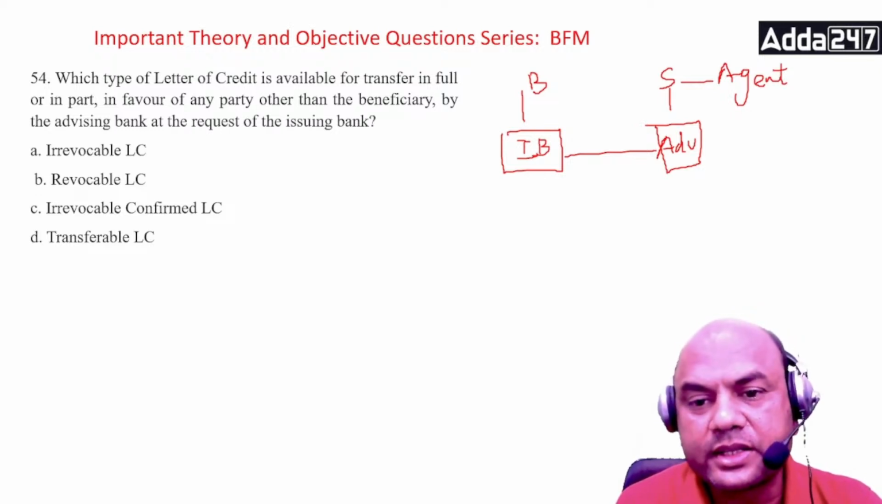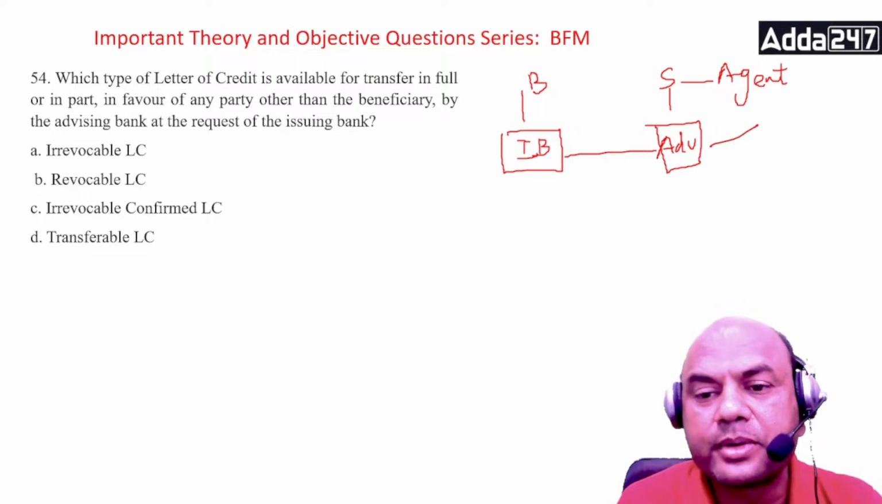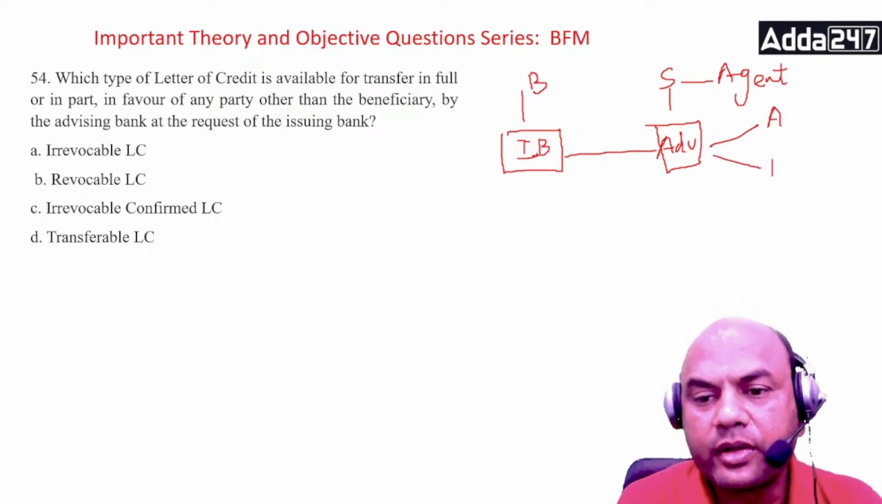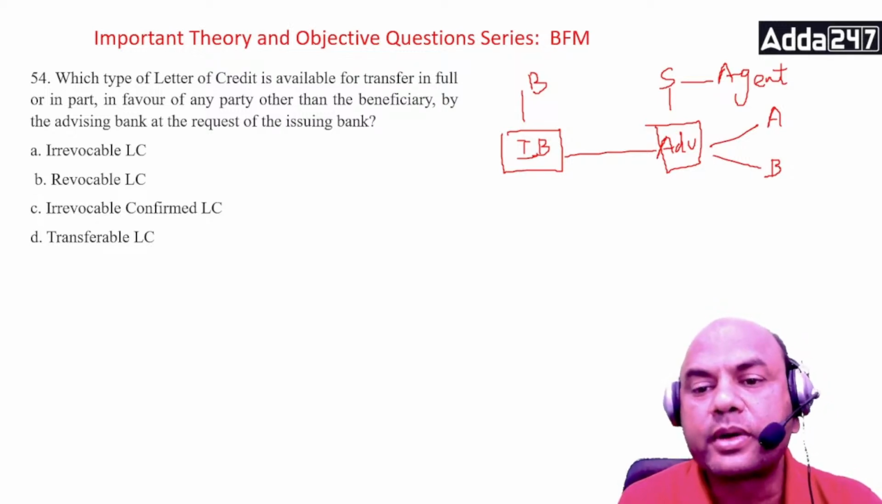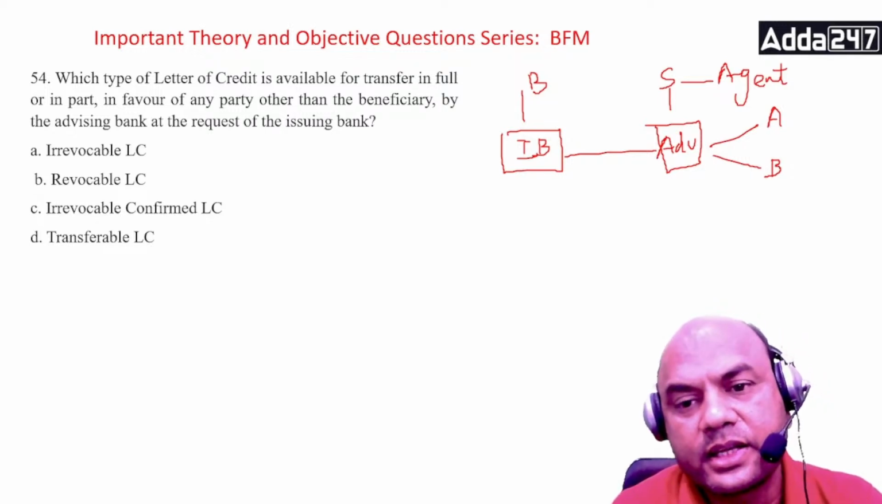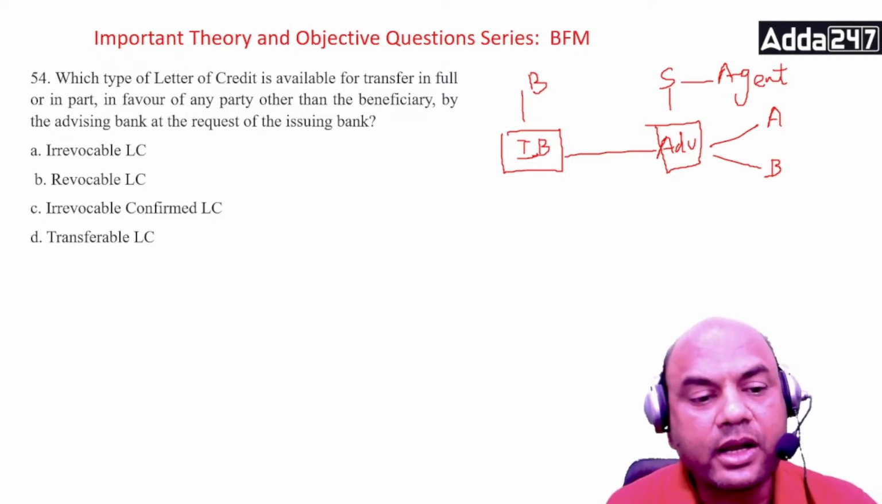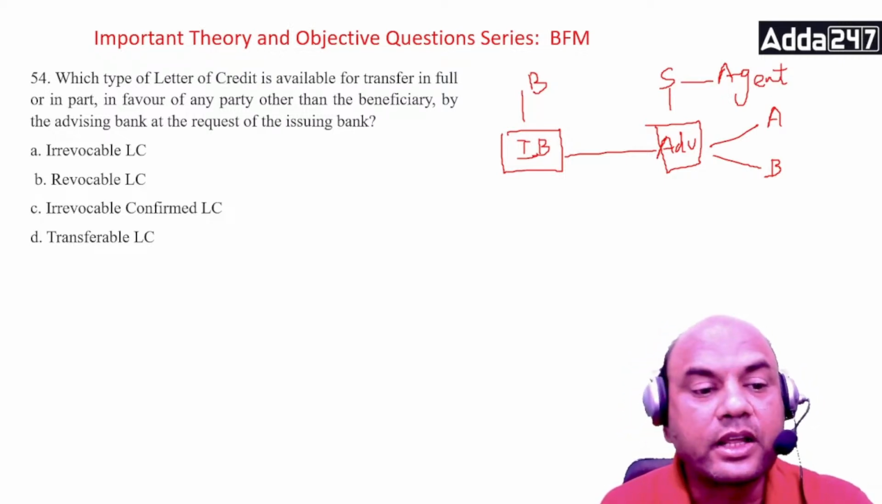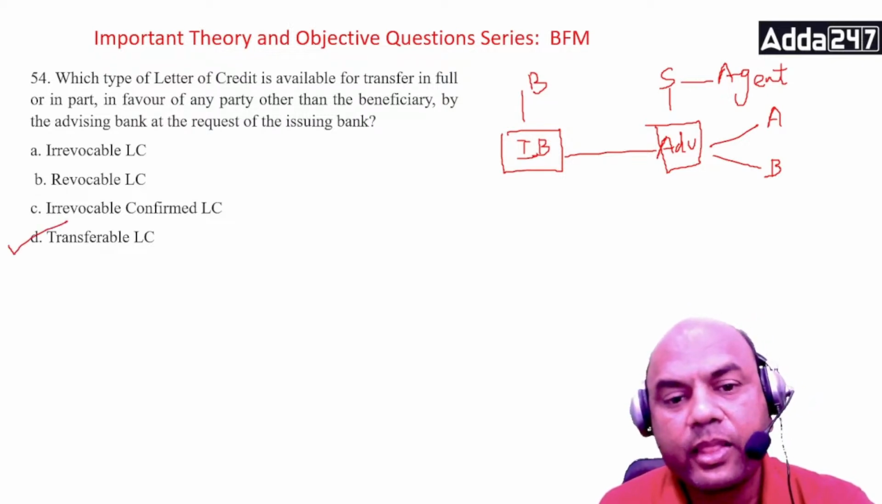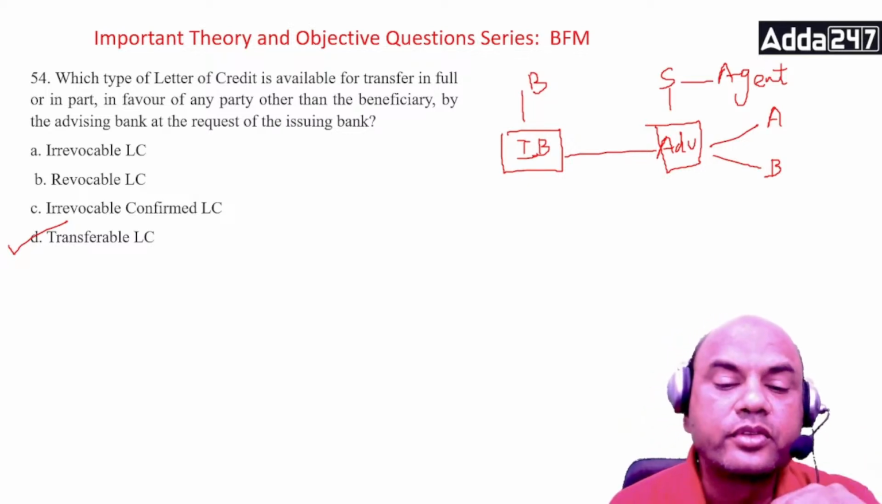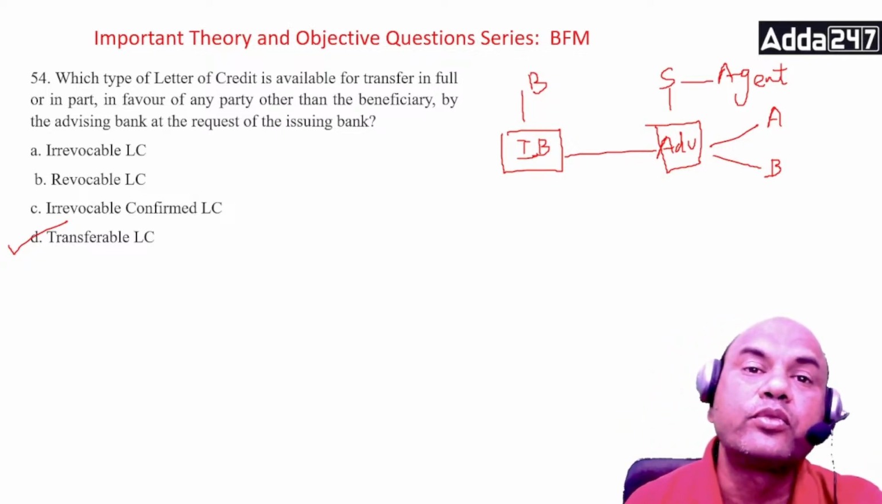The LC which it has received, it will transfer to sub-manufacturers, let's say A and B. So such an LC where our seller is an agent is known as irrevocable, confirmed and transferable. So it is known as transferable, where the LC is transferred to some other manufacturers. So a transferable credit is available in full or part.